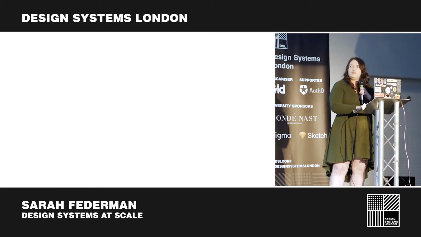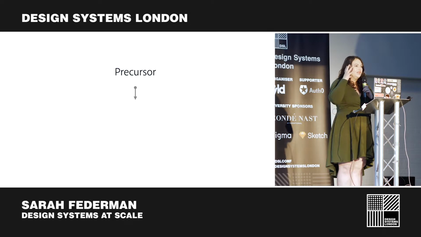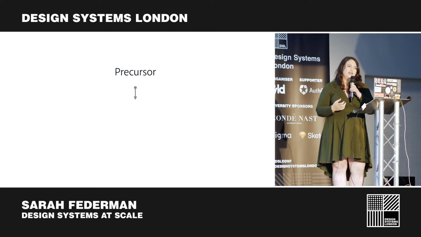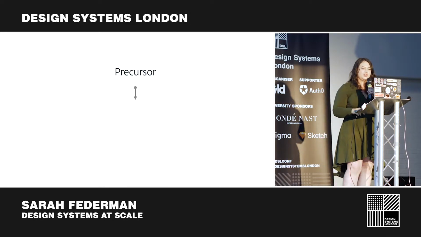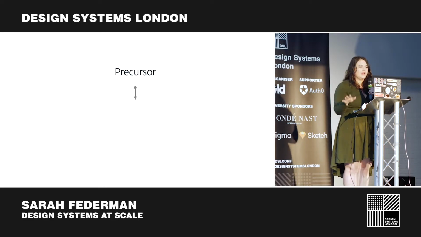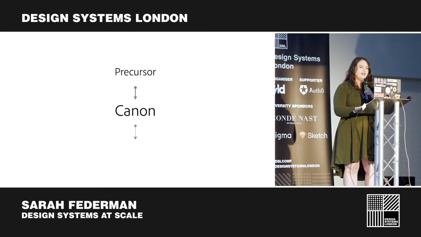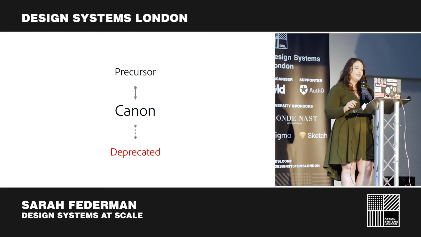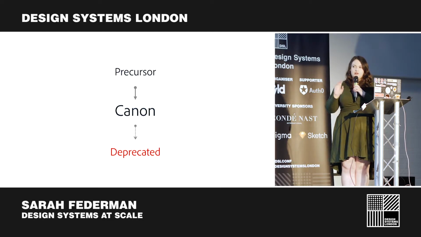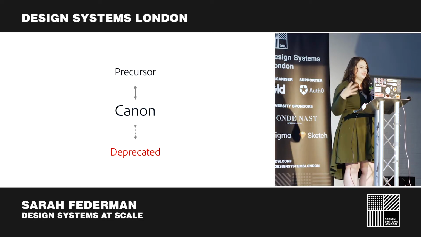So with this, we introduced a new layer of complexity. Now we have precursor components, which aren't on our main website yet. So they go to Canon. And then after that, we end up having the status of deprecated. So we have three different statuses to uphold right now and have to document all of that.